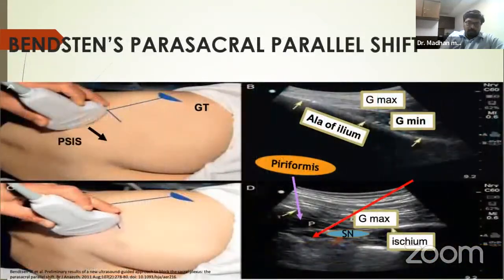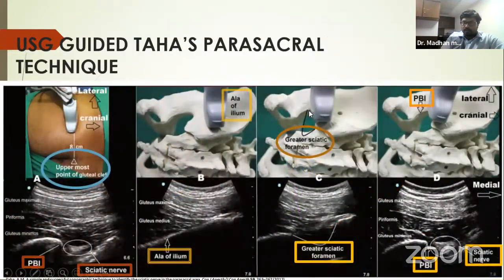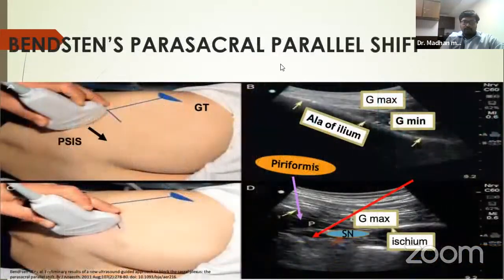So coming to the other approach, which is the Benston's parasacral parallel shift. If we take the TAGAS approach, we are blocking the nerve mainly in the short axis of the nerve. Nerve is running like this, and we are cutting the nerve like this. If you go to the parasacral PSPS approach, we are going to see the nerve in a long axis. Okay, probe is going to come and lie over here, and the nerve is running in this plane like this.